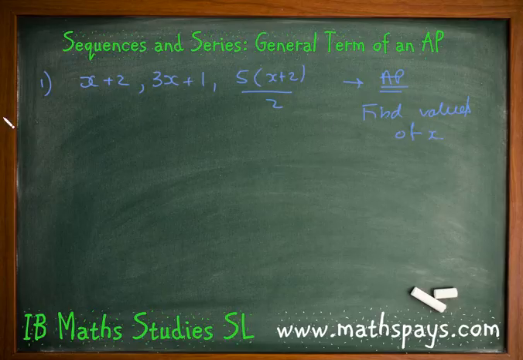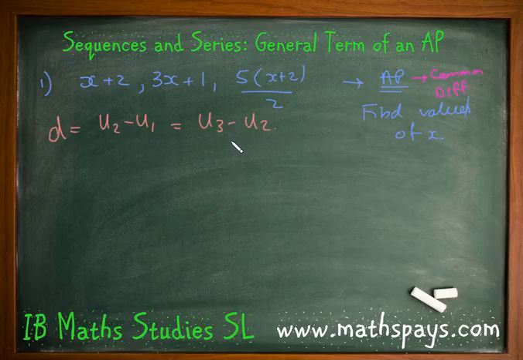You're told that it's an AP, and without being told it's an AP, you're not going to be able to do it, because if it's a GP, it's going to be done a different way. So what do we know about an AP? We know that there is a common difference. We've already looked at that. We know that D will be equal to U2 take away U1, which is also equal to U3 take away U2. So what we're actually doing here is forming a linear equation.